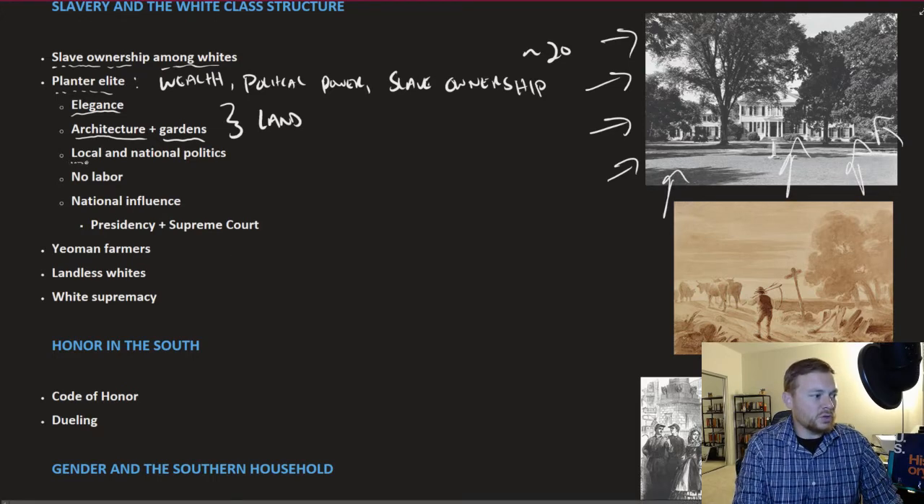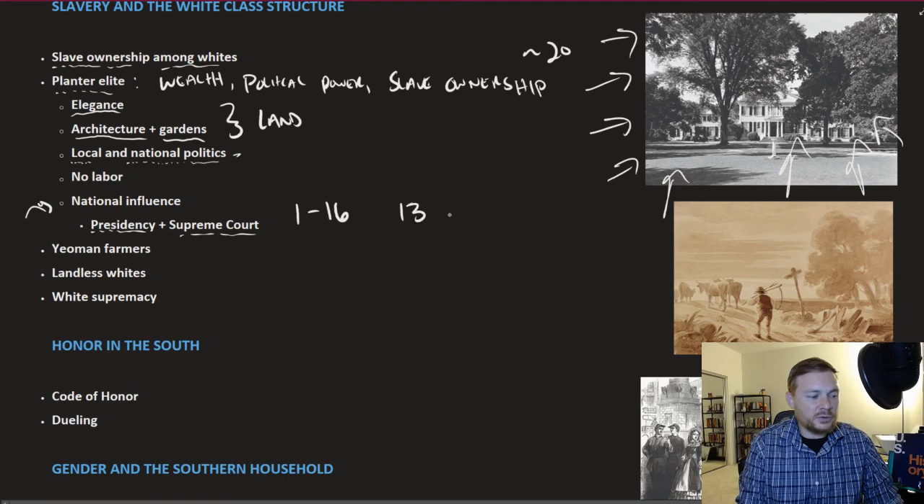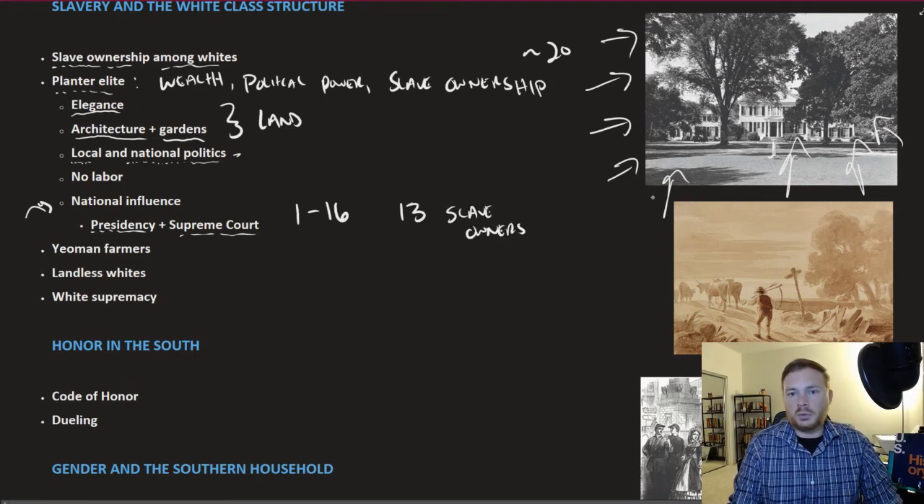Like I mentioned before, the planter elite controlled both local and national politics. National influence I have down here, presidency and the Supreme Court. I want to say between presidents 1 through 16, and I don't know the exact number, but at least 13 were slave owners, right? Many were slave owners, and also many on the Supreme Court who were appointed were slave owners. And so we're talking about two branches of the government which aren't exactly chosen, I mean, to a certain degree they're chosen democratically, but not really in a direct way.